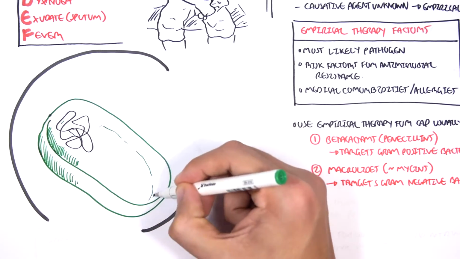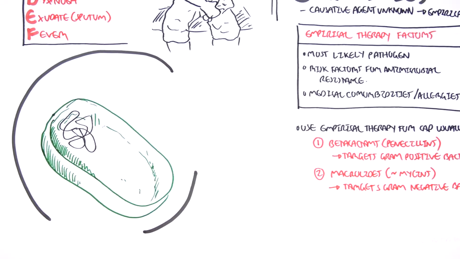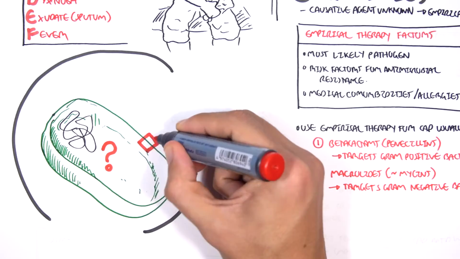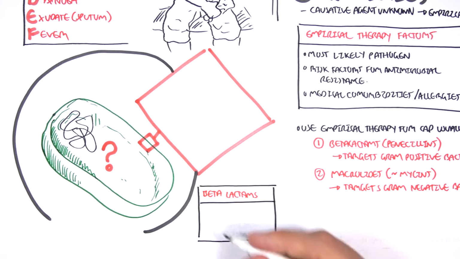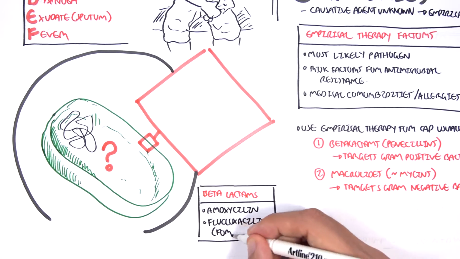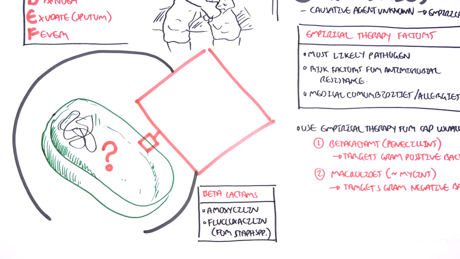Well, here we're looking at a bacteria with its DNA, it's green, but we don't know what bacteria it is, so we use empirical therapy. So firstly, let's look at beta-lactams. Essentially what they do is they target the cell wall of the bacteria, which is essentially made up of peptidoglycan. The beta-lactams used for pneumonia include amoxicillin and flucloxacillin, specifically targeting staph species.